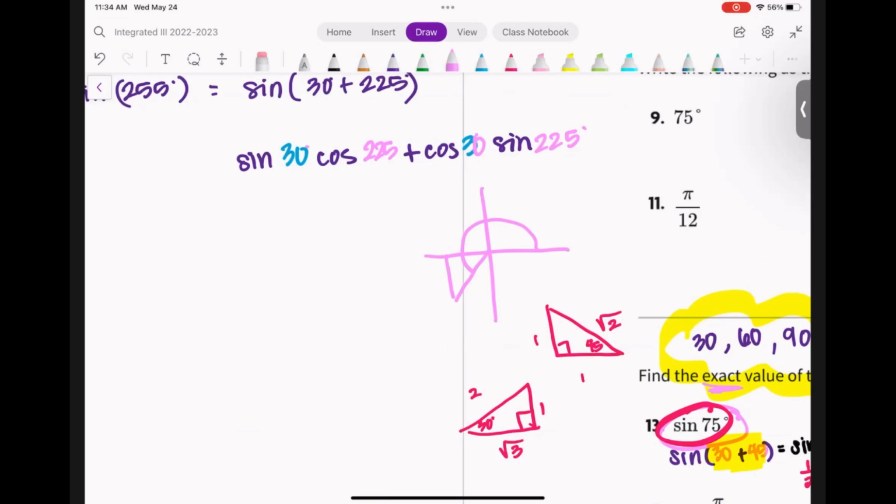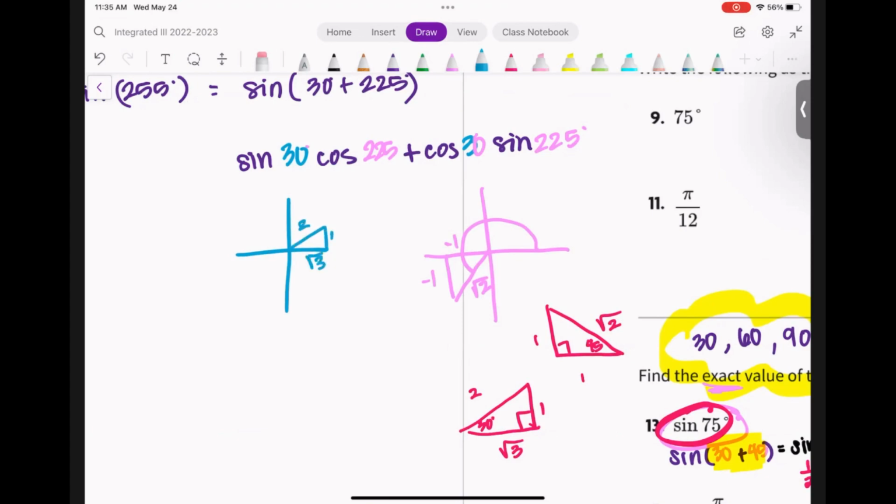I label it -1, root 2. You guys should know that this is a 45, 45, 90 triangle. If not, now you know. If you don't know, how did I know? 225 past 180 is 45 degrees. So that's a 45-degree angle. 30 looks like this. So this is 1, 2, root 3.